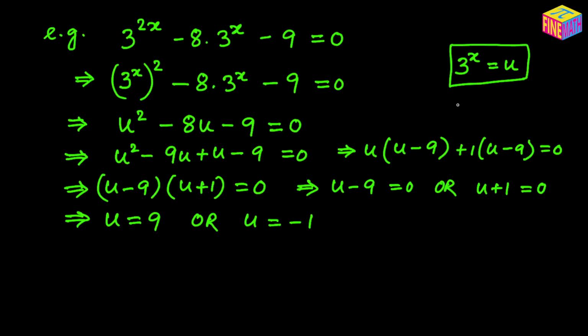So we really cannot take the value of negative 1. We have to discard this value. This value cannot be taken for u because u is actually positive 3 to the power something, and that can never be equal to a negative value, right?